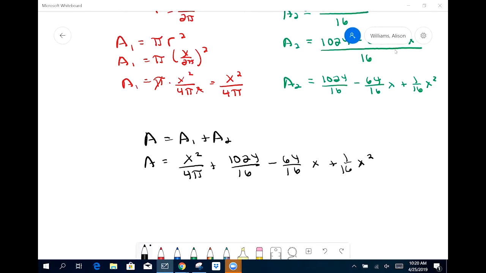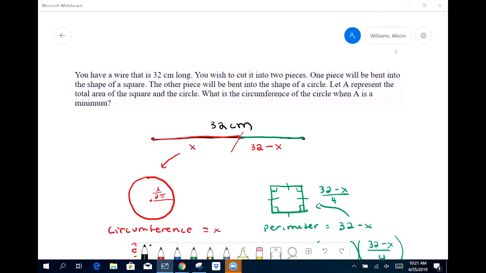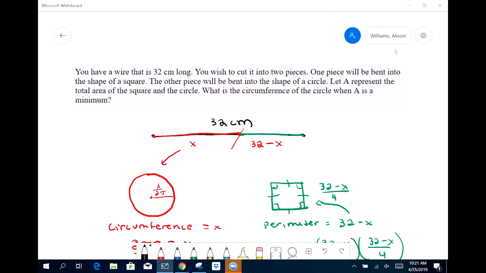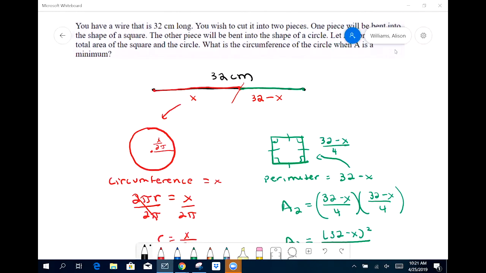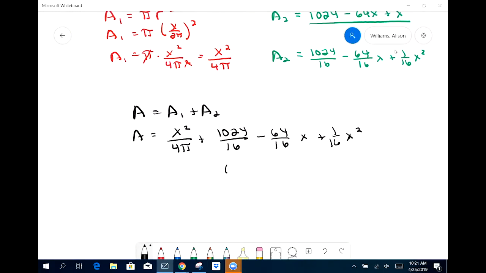And the reason I'm not so stressed about that is because even if I couldn't divide, I can continue with the problem. So if the number that they give you in your problem isn't 32 centimeters, if it's like an odd number, you don't have to worry. You can just keep working with the fraction. But this does reduce down to 64. And then 64 divided by 16 is going to be 4. Unfortunately, though, I can't reduce the x squared.